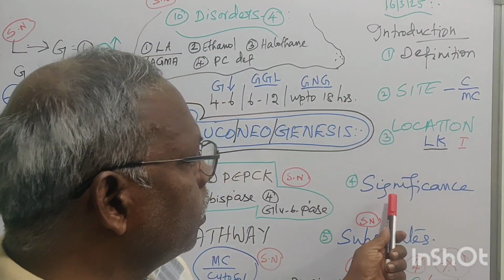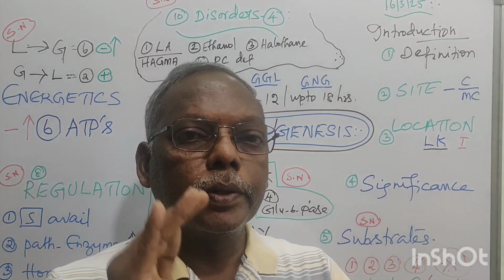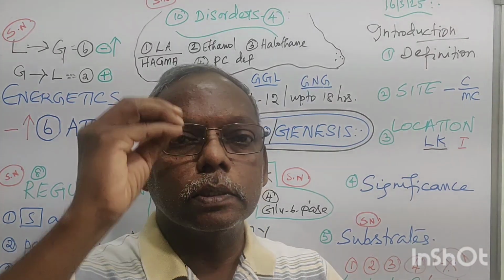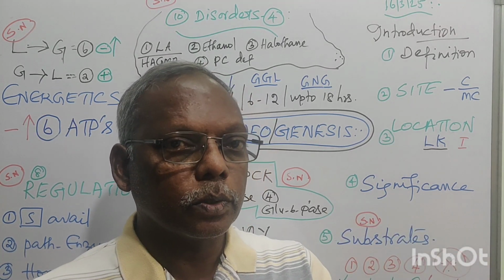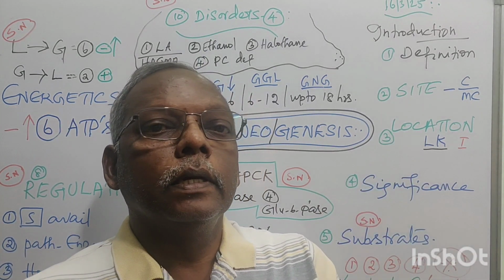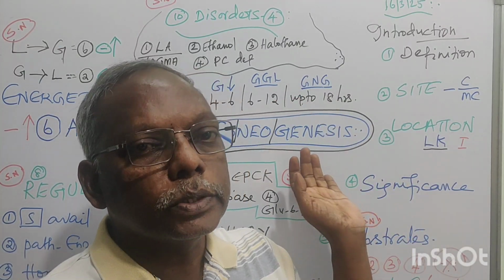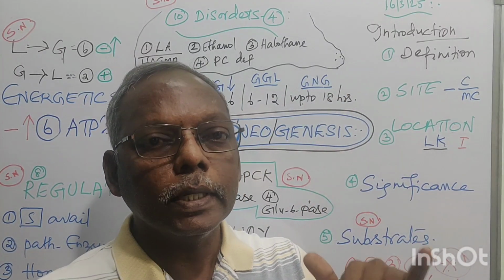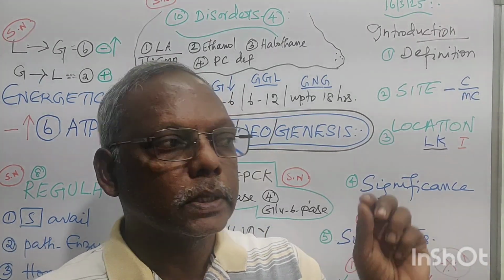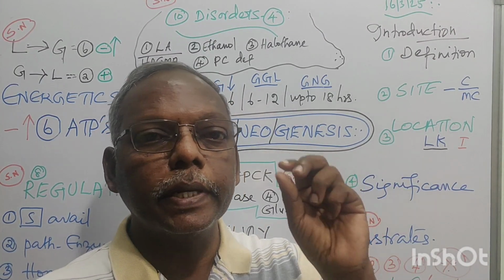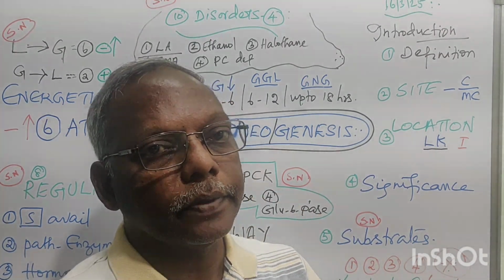What is the significance of this pathway? Number one, 24 hours glucose is to be supplied for our brain. That needs 24 hours glucose. If there is any gap in the glucose supplied to the brain, gluconeogenesis will take over the steps and give a continuous supply of glucose to the brain. Second one is, gluconeogenesis maintains the blood glucose regulation. So, 2 points for the significance.